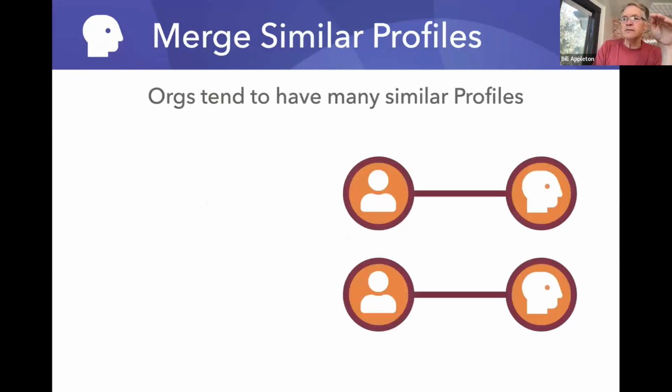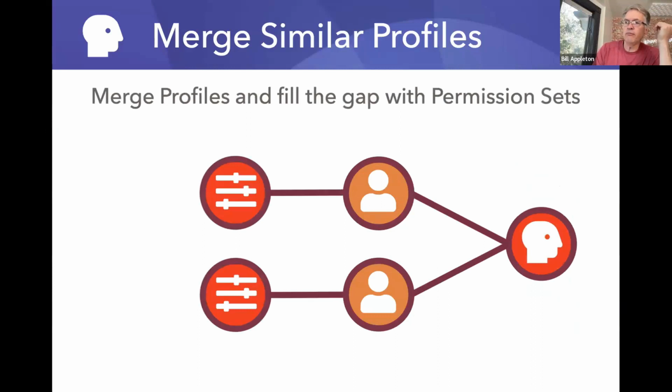The first one is this concept of merging similar profiles. So I told you before why orgs tend to have a bunch of very similar profiles, because they've added exceptions for individual users. And so in order to do this, what you're going to want to do is, here we've got a user with his profile and another user with their profile. We want to merge those two profiles back to the base profile, the common permissions in both of them, and then kick out permission sets for the difference.